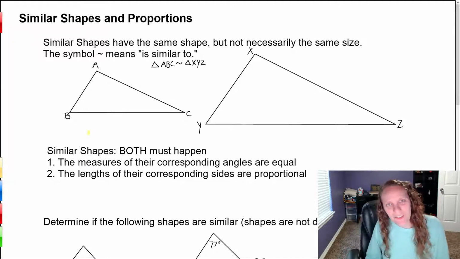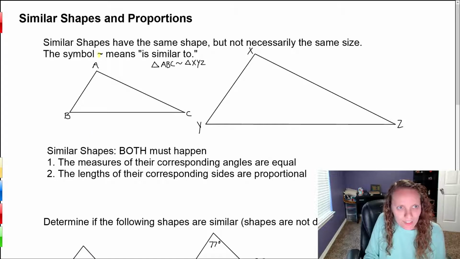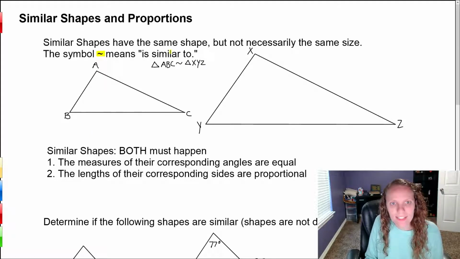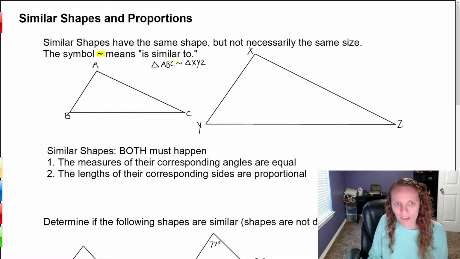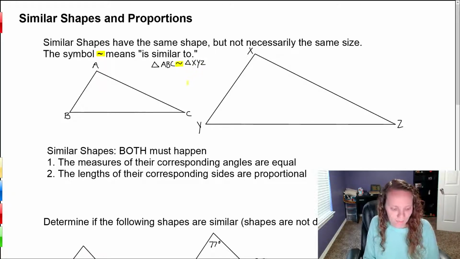Hey guys, today we're going to be looking at similar shapes and proportions. Similar shapes have the same shape but not necessarily the same size. This little symbol here means is similar to. So for example, triangle ABC is similar to triangle XYZ.